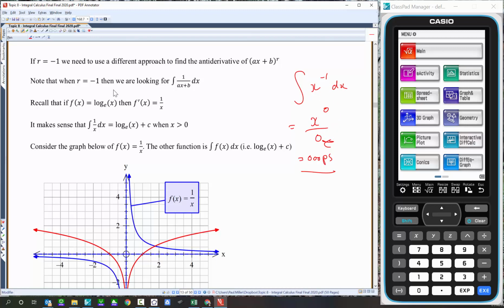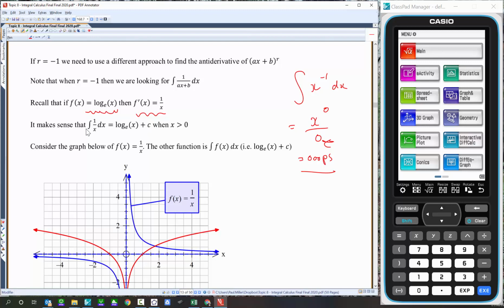All right, well, what we need to pick up on is basically anything to the negative 1 is a hyperbola. Okay, so what we're trying to do is integrate a hyperbola. Now, if we backpedal a little bit and think back to differentiation, if I've got my original function as log e x, then its derivative is going to be 1 on x. Right, it's on your formula sheet as well, so quickly have a look at that. Hopefully it's pinned up on your wall somewhere or something like that.